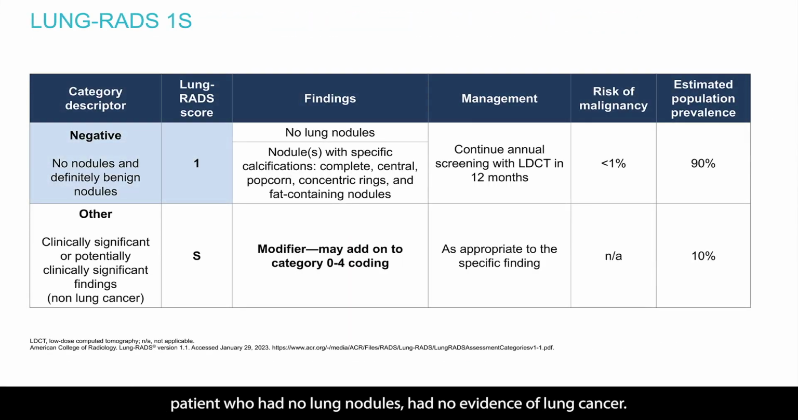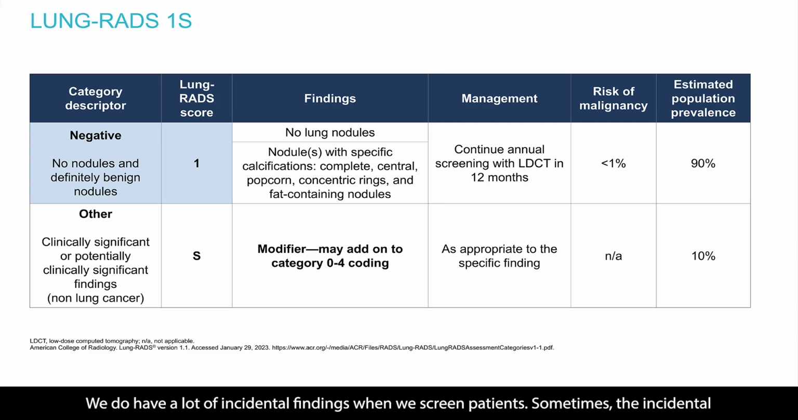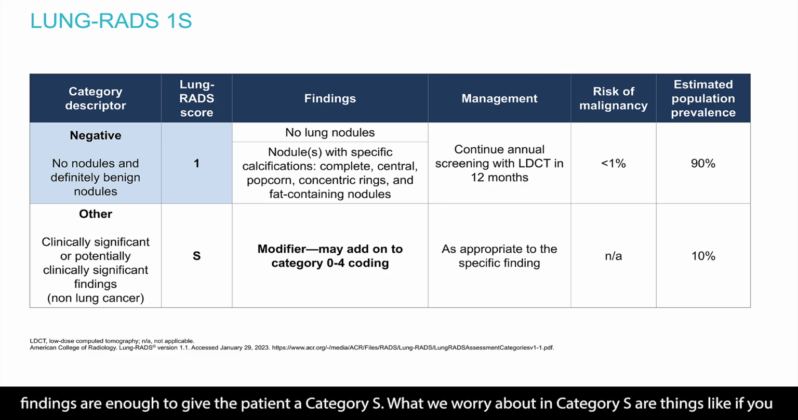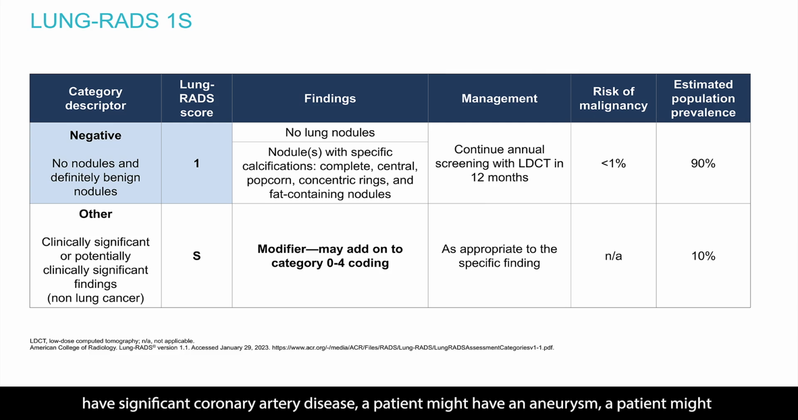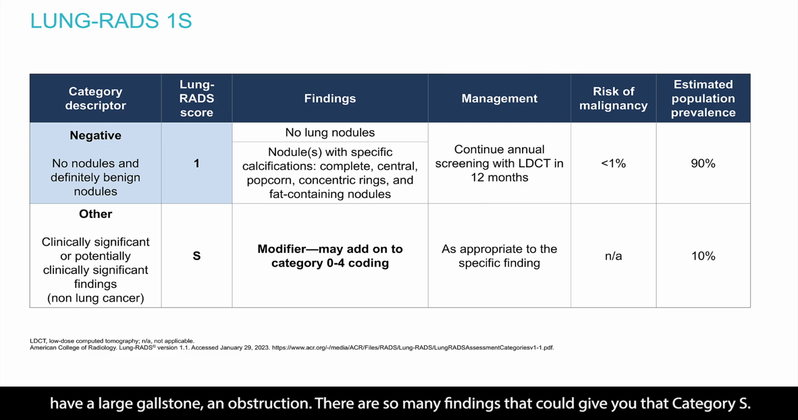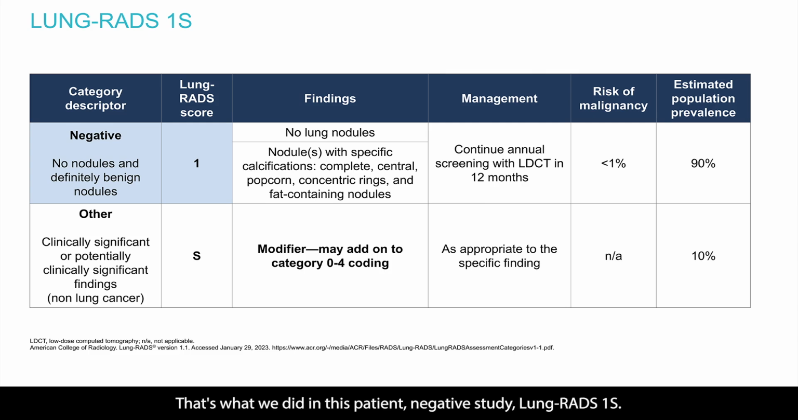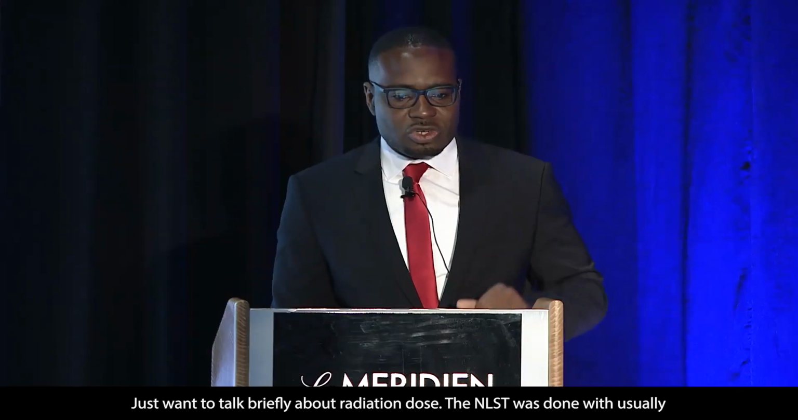This was a patient who had no lung nodules, had no evidence of lung cancer, so that would be category 1, a negative study, but then had interstitial lung disease, so that is a modifier S, which means that the patient has a significant finding. We do have a lot of incidental findings when we screen patients. Sometimes the incidental findings are enough to give the patient a category S. What we worry about in category S are things like if you have significant coronary artery disease, a patient might have an aneurysm, a patient might have a large gallstone, an obstruction. There's so many findings that could give you that category S. That's what we did in this patient. Negative study, Lung-RADS 1S.